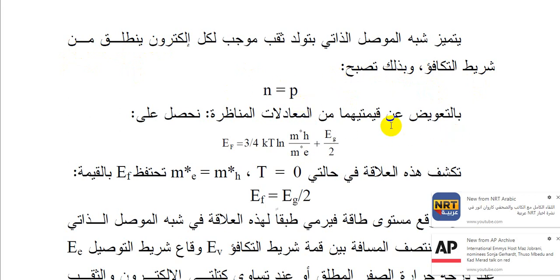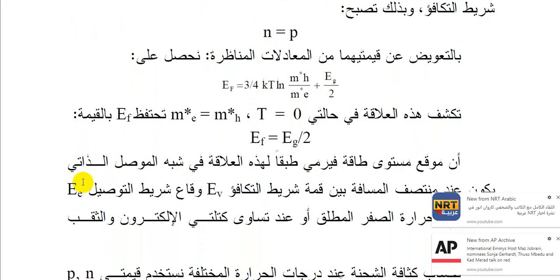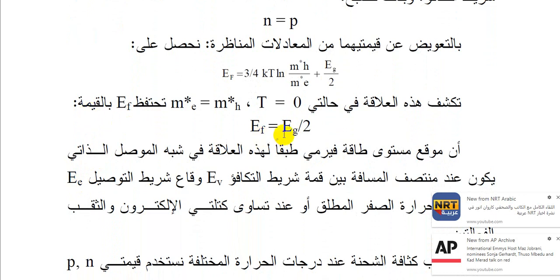By evaluating them both from the corresponding equations we get E_F equals 3/4 kT ln(m effective h over m effective e) plus Eg over 2. The relationship reveals that, in both cases of T and m effective electron versus m effective hole, E_F maintains the value of E_F equals Eg over 2.